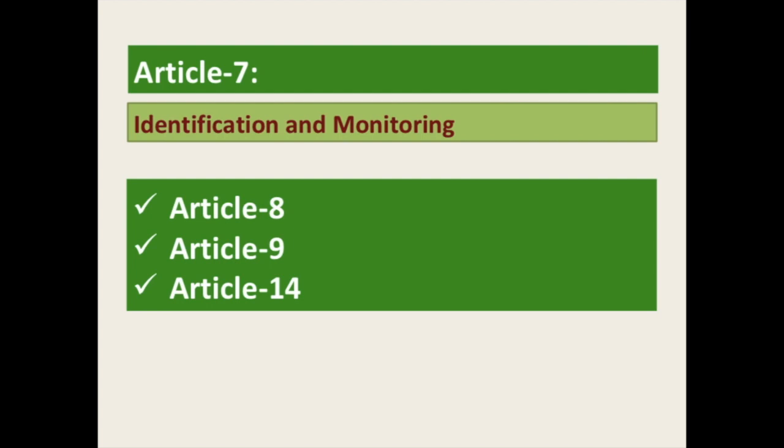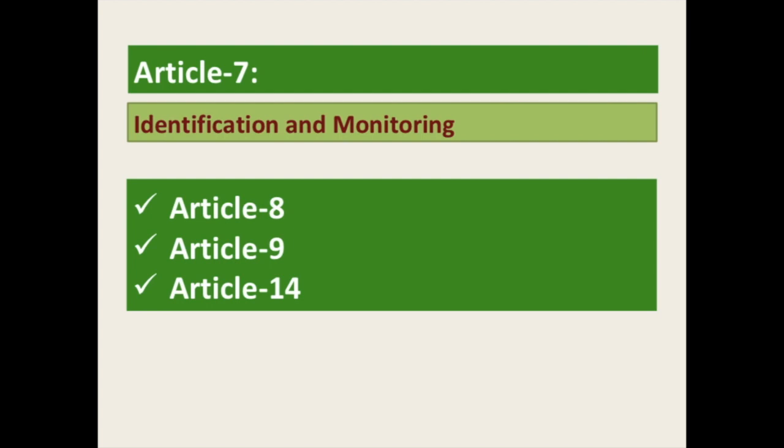Article 9 is ex situ conservation, and as far as the in situ and ex situ conservation are concerned, in situ conservation is the conservation within the natural habitat of the organism, and ex situ conservation is the conservation in a habitat other than the natural habitat.